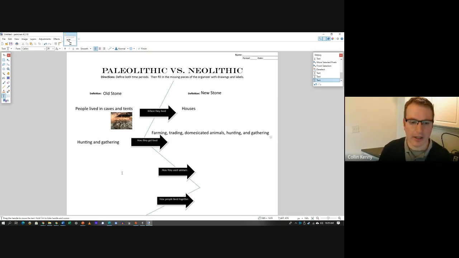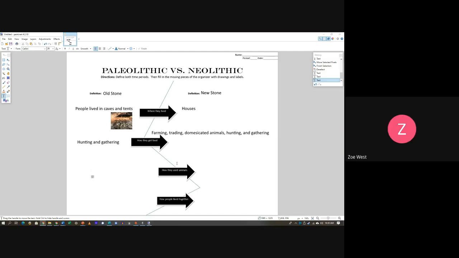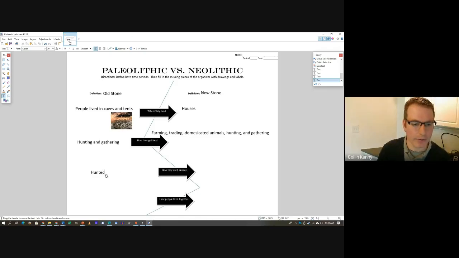All right. Now, this is kind of weird. How did they use animals? How did they use animals back then? Zoe, in the Paleolithic times, how did they use animals? In the Paleolithic times, they actually just hunted animals. Exactly. Yeah, they only used them for hunting.